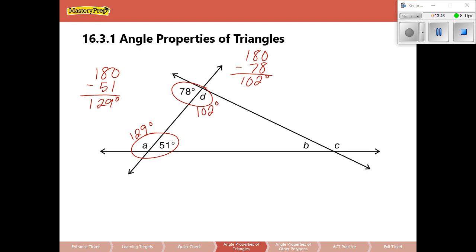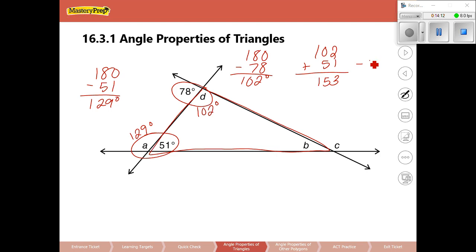What can we do to find the measure of angle B? Well, these three angles here add together to be 180. So we can take 102 and add 51 to it, and then subtract it from 180. So this would give us 153. And we'd subtract 153 from 180, which will tell us that angle B is 27.